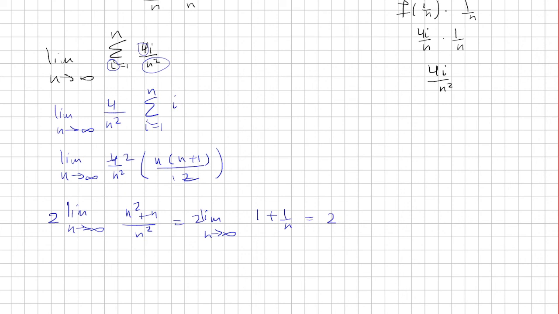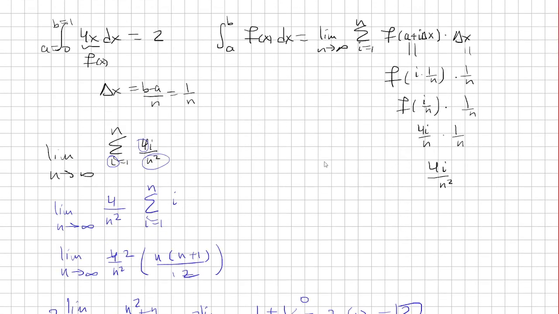And now the limit is 1 because this goes to 0. And then 2 times 1 is 2. Now what we showed is that this limit is 2, which means the area from 0 to 1 of 4x dx is also equal to 2. And that proves it.